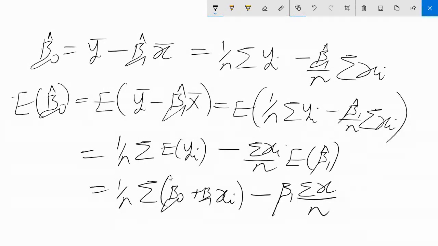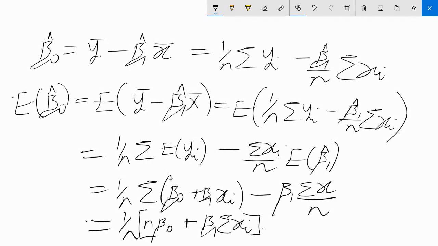And now we have this, which is going to give us 1 over n. So this will give us n beta 0 plus this will give us beta 1 summation of xi. And then we close the bracket. We have summation of.